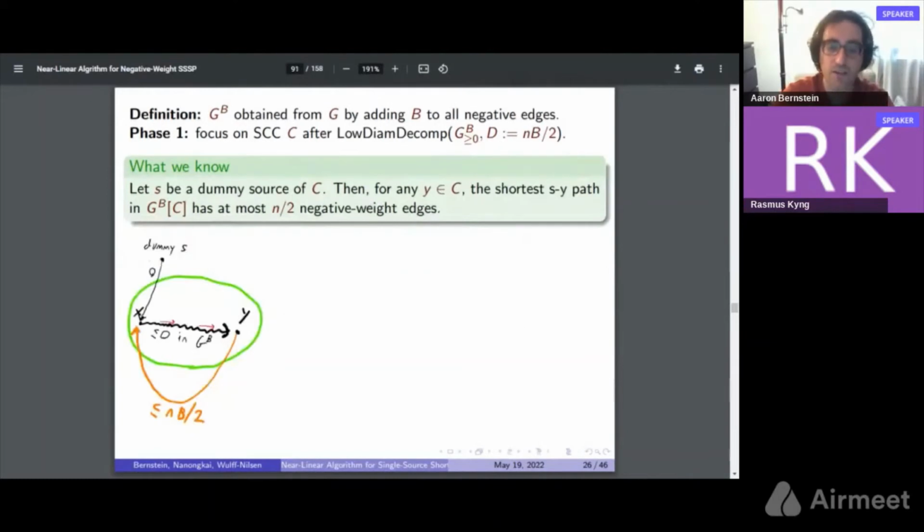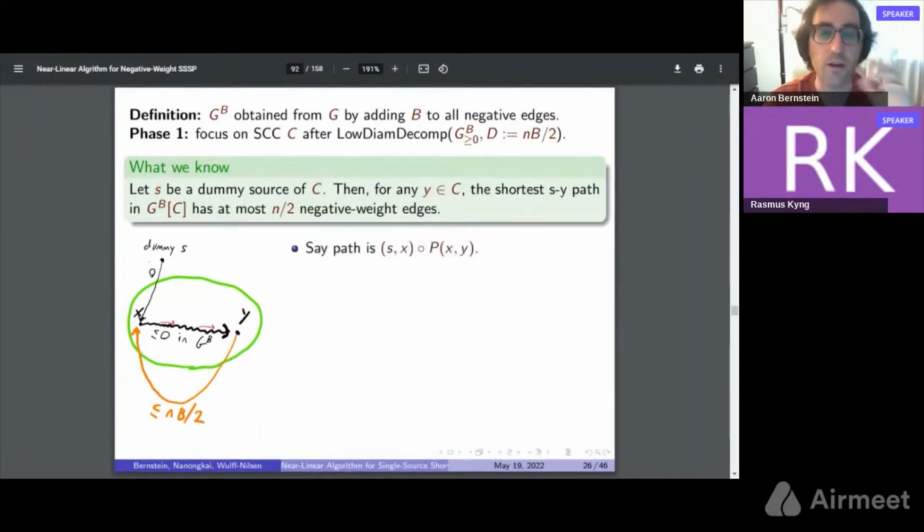So it's just an algebraic proof. It's a little hard to do algebra on the board though, so I'll try to walk through this slowly and stop me if there are questions. So, okay, we have our dummy source S, and we want to show that the path from S to Y in GB uses few negative edges. I don't know if you can see, but on the black path, that's the path from X to Y. We have these little red edges, and we want to prove that there are only so many of these red negative edges.